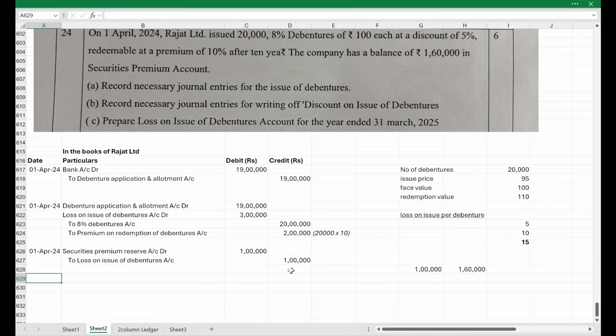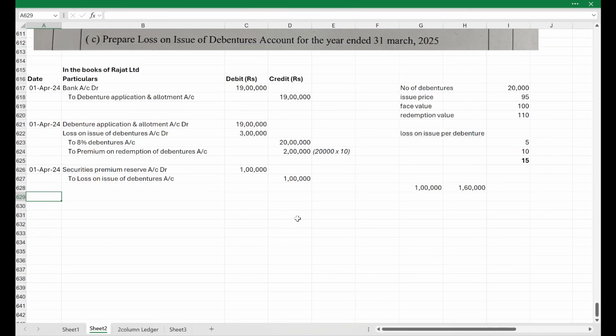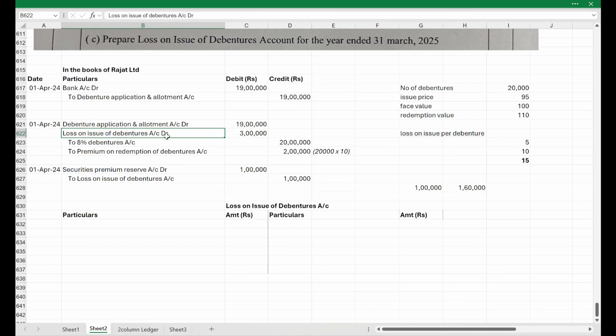Now let us go to the third requirement of this question. Prepare loss on issue of debentures account for the year ended 31st March 2025. Let me quickly give you the ledger. Okay, so the first entry will be, you see, loss on issue of debentures got debited by how much? 3 lakhs. But this debit is represented by two opposite credits. So this is not just one loss, right? This is not just one redemption premium. This also includes discount. So when you have two losses combined in one ledger, follow this procedure.